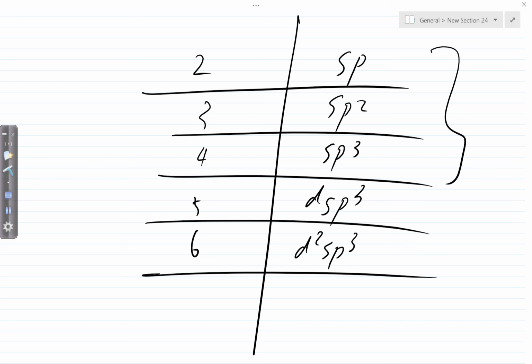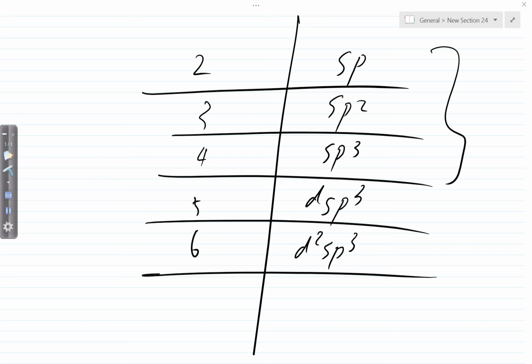So what's the hybridization state of this phosphorus? sp3. It's sp3. Correct. Wait, you sure it's sp3? 1 sigma bond, 2 sigma bond, 1 lone pair, right? So in total you have 3 hybridized orbitals. So it should be sp2?